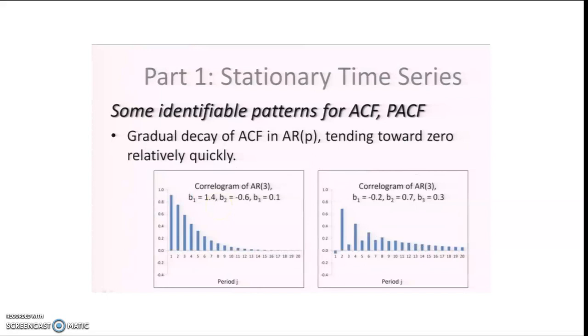This is a correlogram of autoregression of order 3. In the first case, b1 is 1.4, b2 is minus 0.6, and b3 is 0.1, and there is a geometrical decay in the autocorrelation functions. When b1 is minus 0.2, b2 is 0.7, and b3 is 0.3, then in that case, this is how the autocorrelation coefficients tend towards 0.